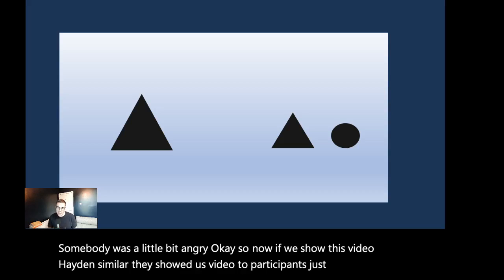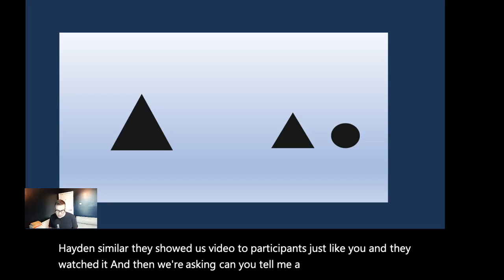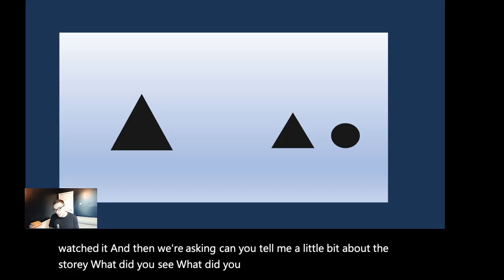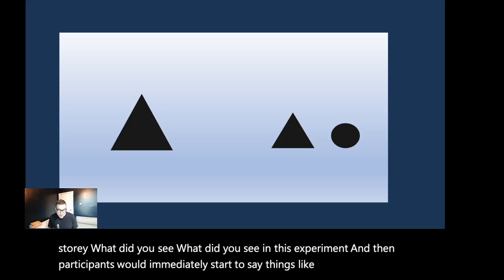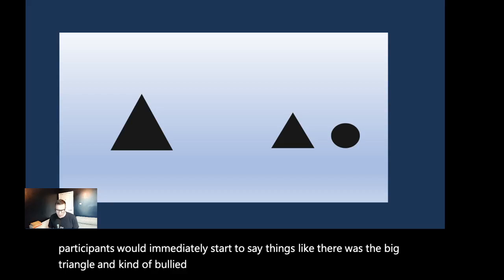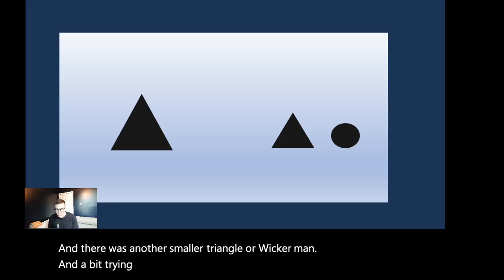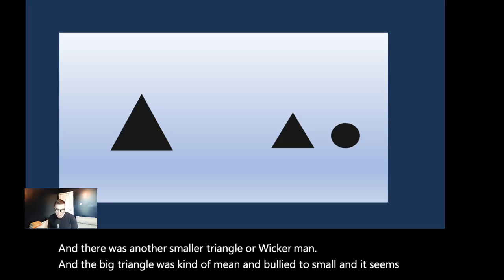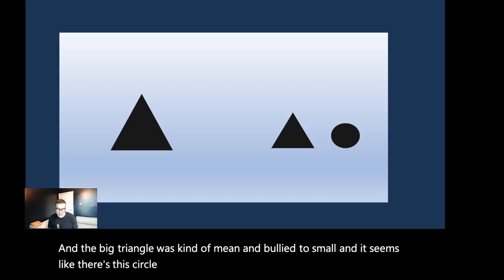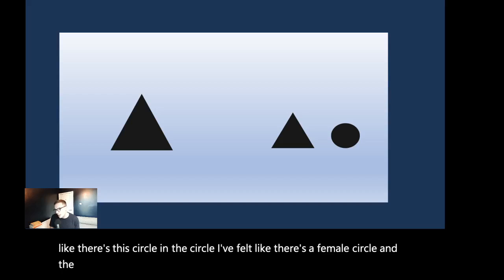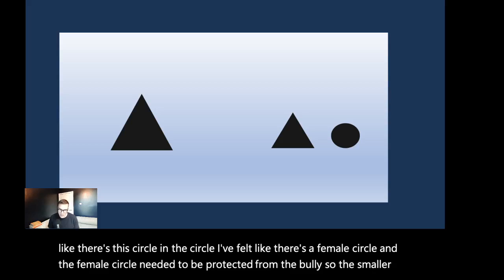Okay. So Heider and Simmel showed this video to participants just like you, and they watched it, and they were asked, can you tell me a little bit about the story? What did you see in this experiment? And then participants would immediately start to say things like, oh, there was the big triangle and it bullied the, I thought it might be a man, and there was another smaller triangle, a weaker man, and the big triangle was mean and bullied the small one, and there's this circle, and I felt like it was a female circle, and the female circle needed to be protected from the bully, so the smaller triangle protected it, but then they were in the house and so forth, right?